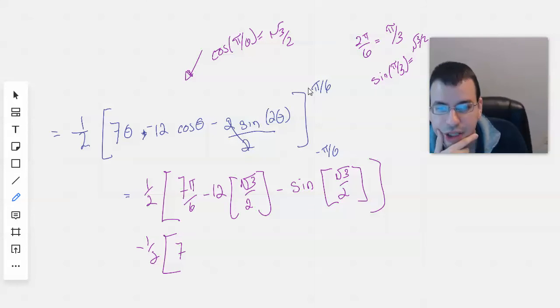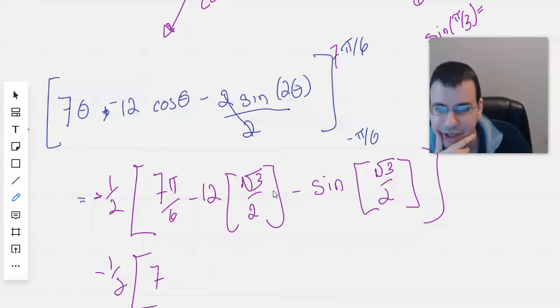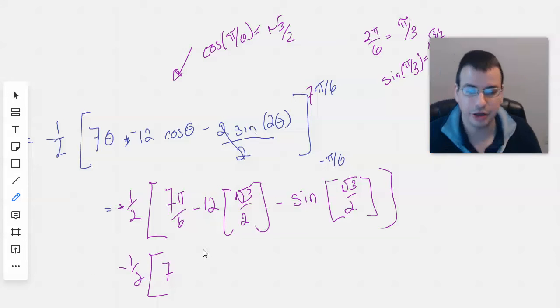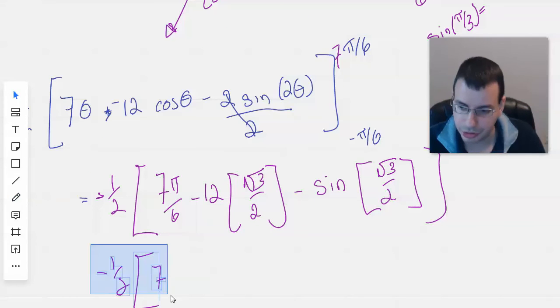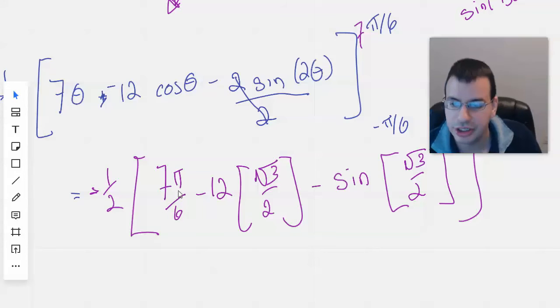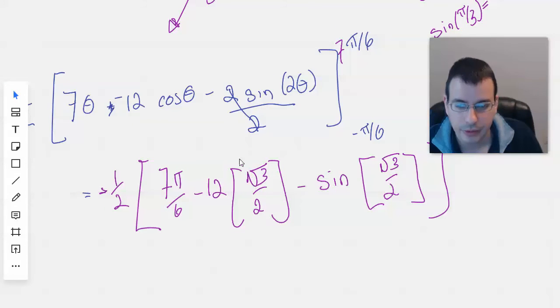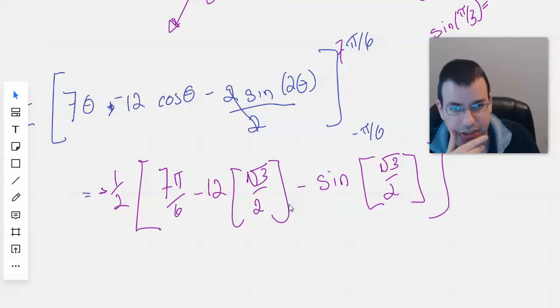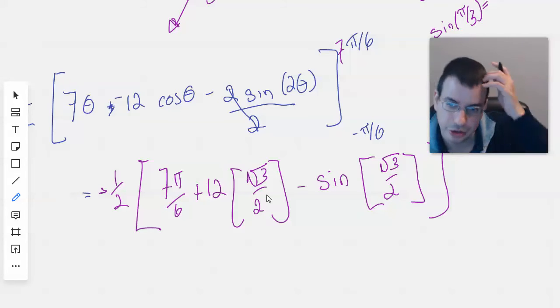that's supposed to be 7 pi. So this is actually, did I mess something up here? I did. Darn it. Okay, so I'll redo the top portion real quick. So cosine of 7 pi over 6 is square root of 3 over 2, but it's negative, because you think of the unit circle. Negative square root of 3 over 2, which changes the sign.